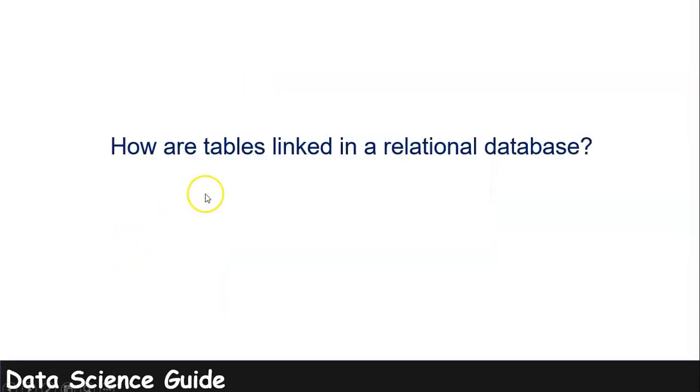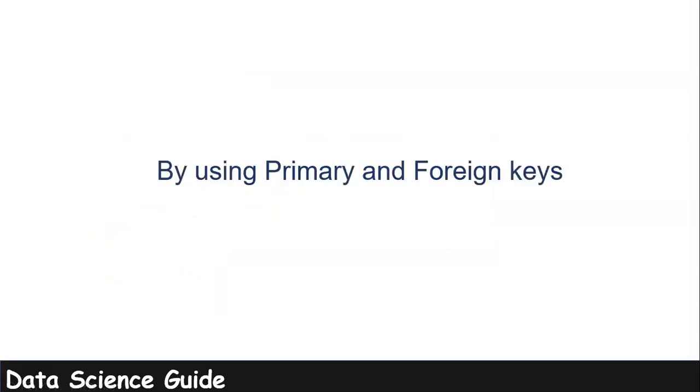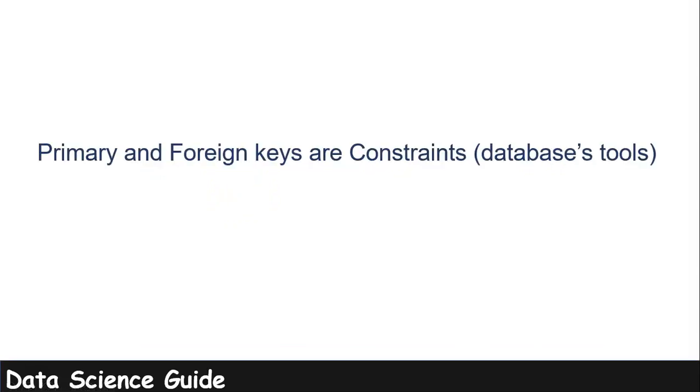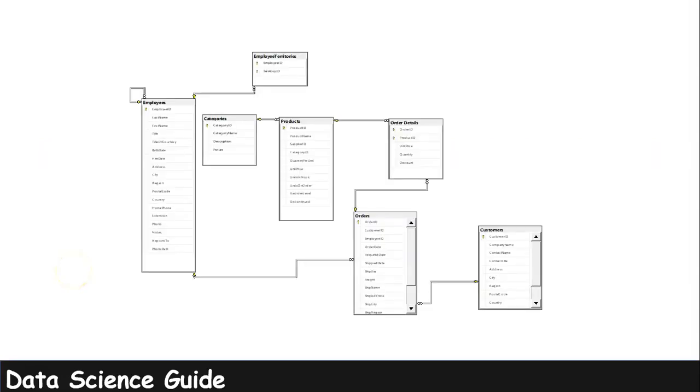How are tables linked in a relational database? We come back to the same question: by using primary and foreign keys. So what are primary and foreign keys? Primary and foreign keys are constraints. A constraint in a database is a kind of tool, one of the objects that has a specific use in a database. The use of foreign keys and primary keys is to connect tables with each other.